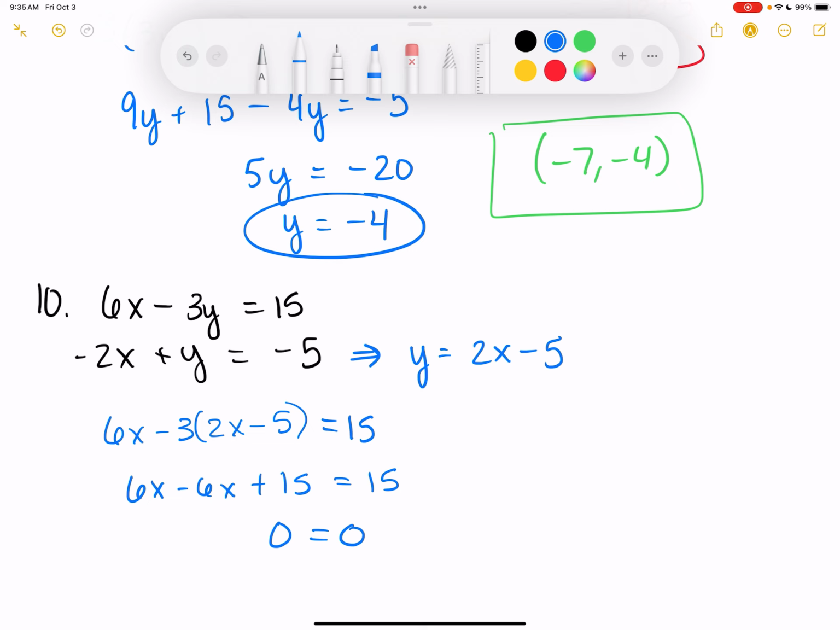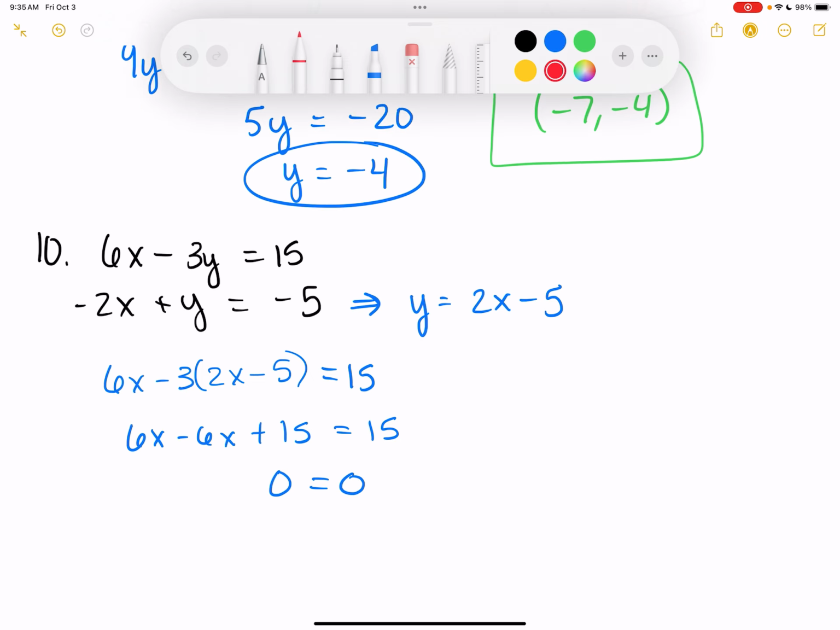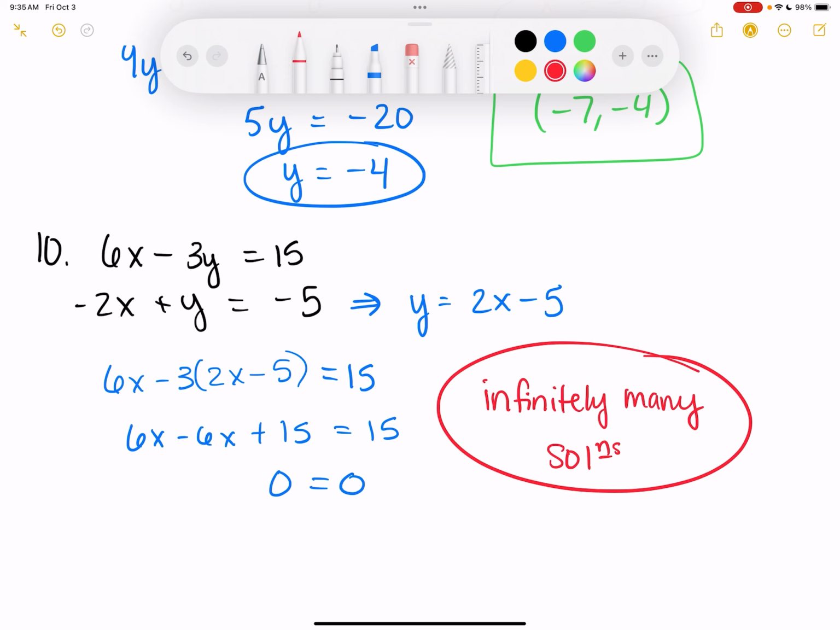Any idea what that means? Infinitely many solutions. They would be the same line if you rewrote them. So we stop here then? Yep, and then you write infinitely many solutions. And that's your answer. I could have either just said 6x minus 6x, okay, 15 equals 15, or I could have gone down what I did and said 0 equals 0 by moving stuff around.